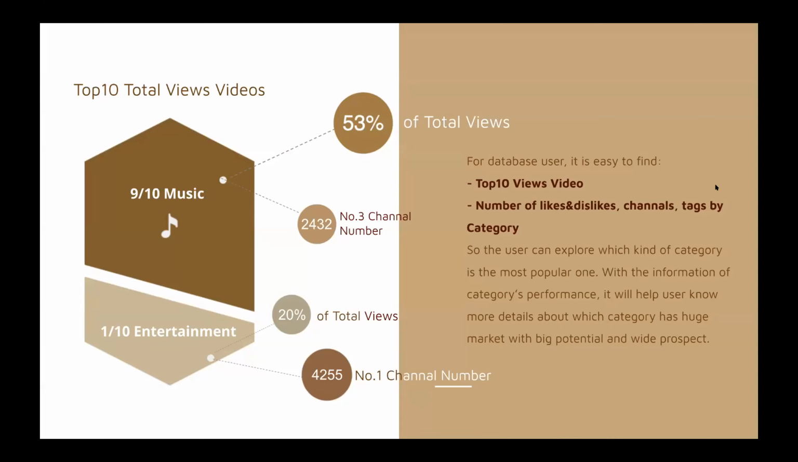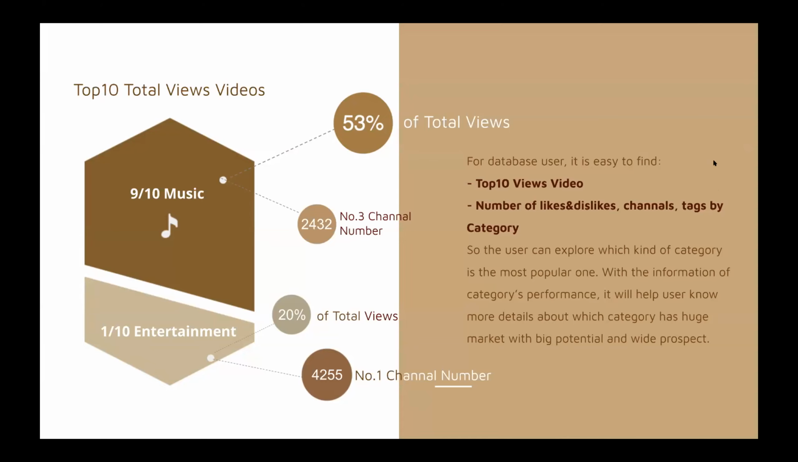So for the data user, it's pretty easy to find the top 10 wealth videos, but not only top 10, you can define it. You can do top 20, top 50, top 100, like a Billboard. And also you can know the number of likes, dislikes, channels, tags by category.